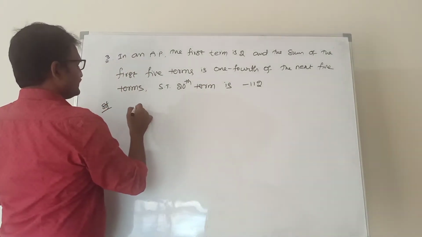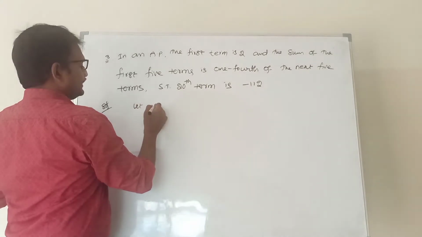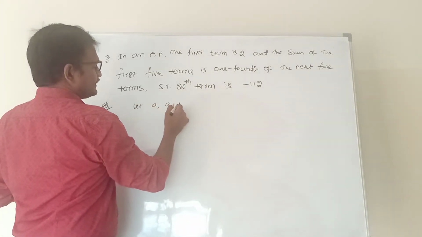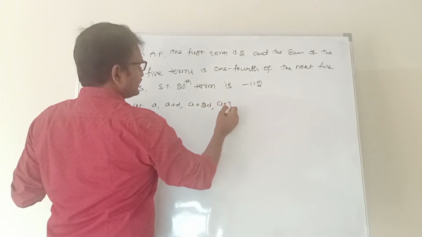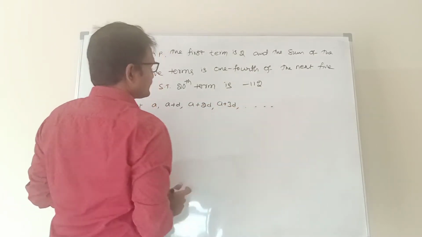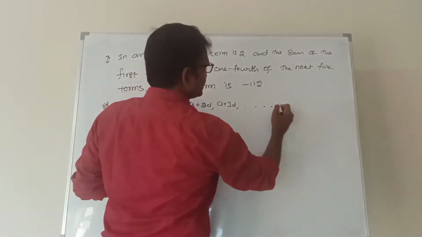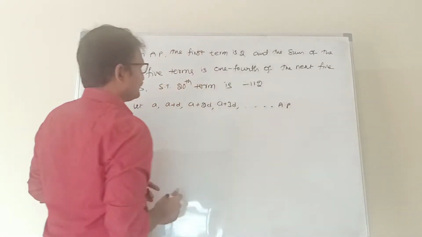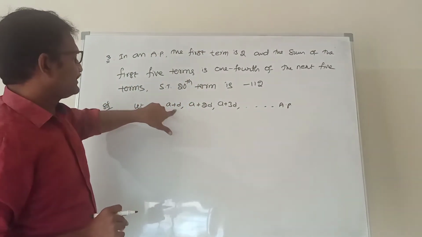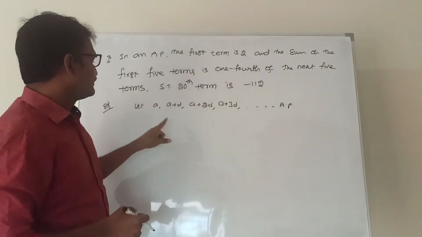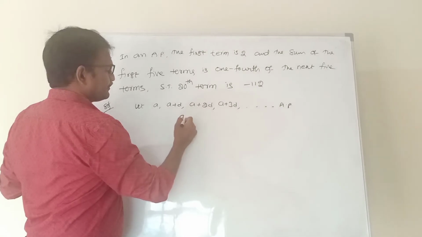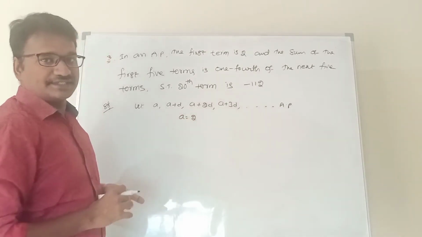Let a, a plus d, a plus 2d, a plus 3d, and so on denote the AP. This denotes the AP because the difference between two consecutive terms is the same. Next, in the AP the first term is 2, which means a is equal to 2. The given condition is a equal to 2.